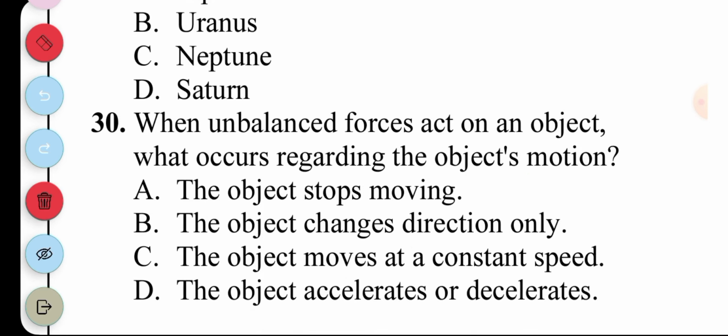30. When unbalanced forces act on an object, what occurs regarding the object's motion? A. The object stops moving. B. The object changes direction only. C. The object moves at a constant speed. D. The object accelerates or decelerates. The answer to question 30 is D.